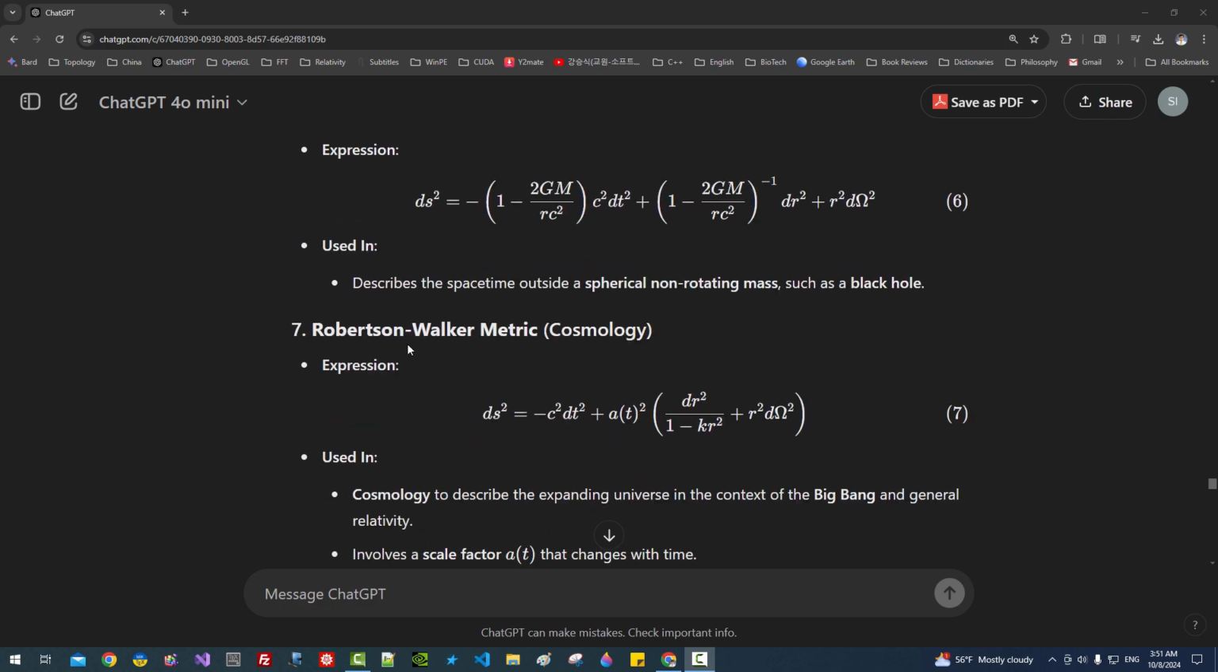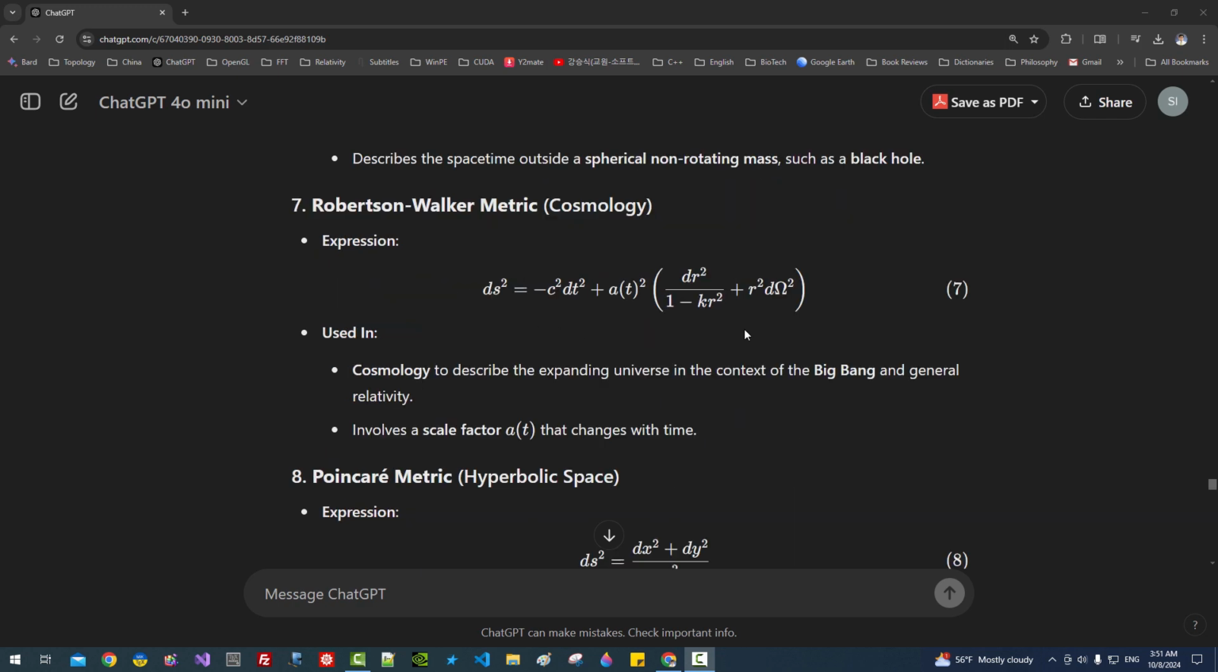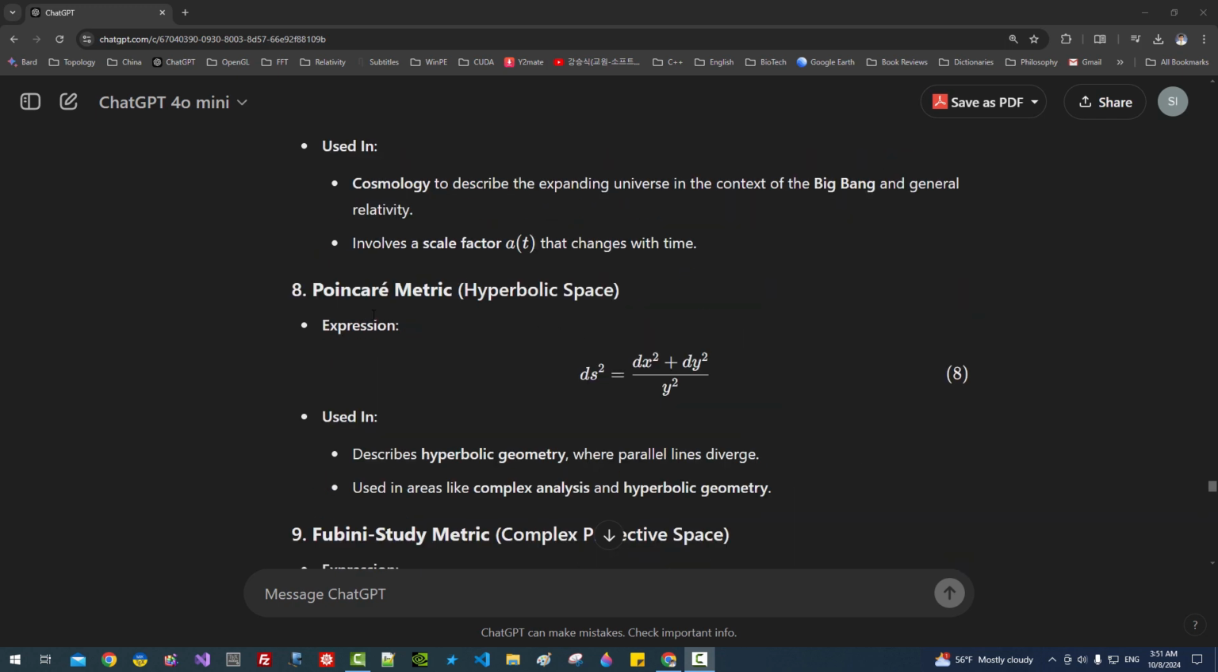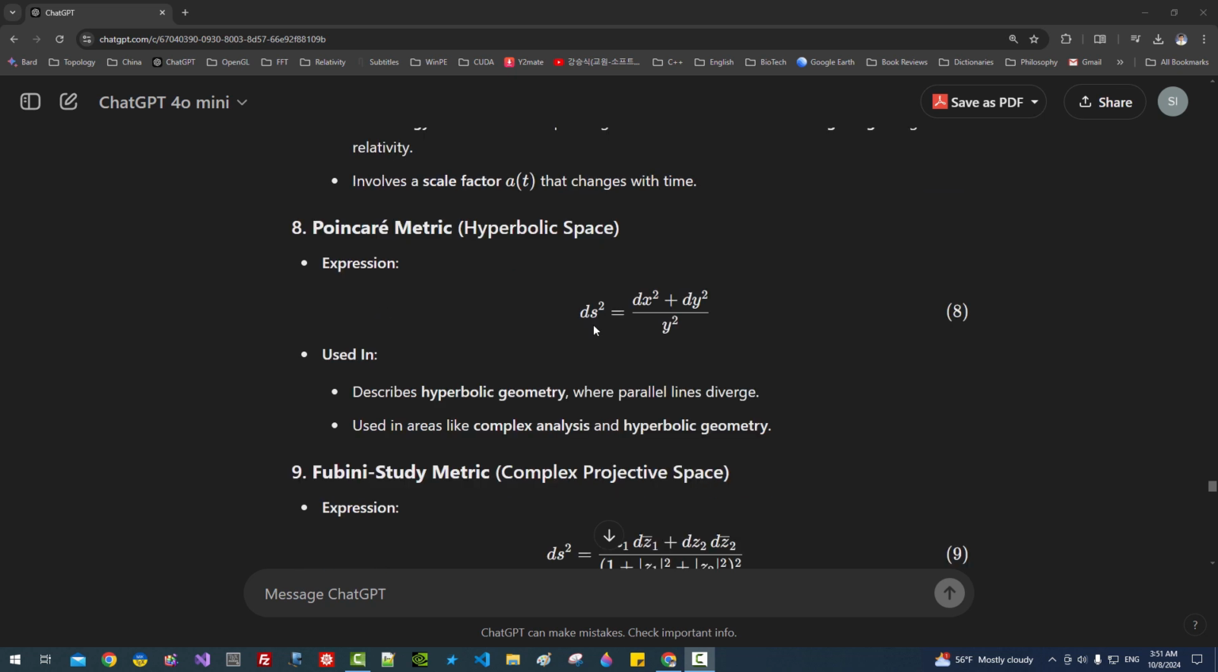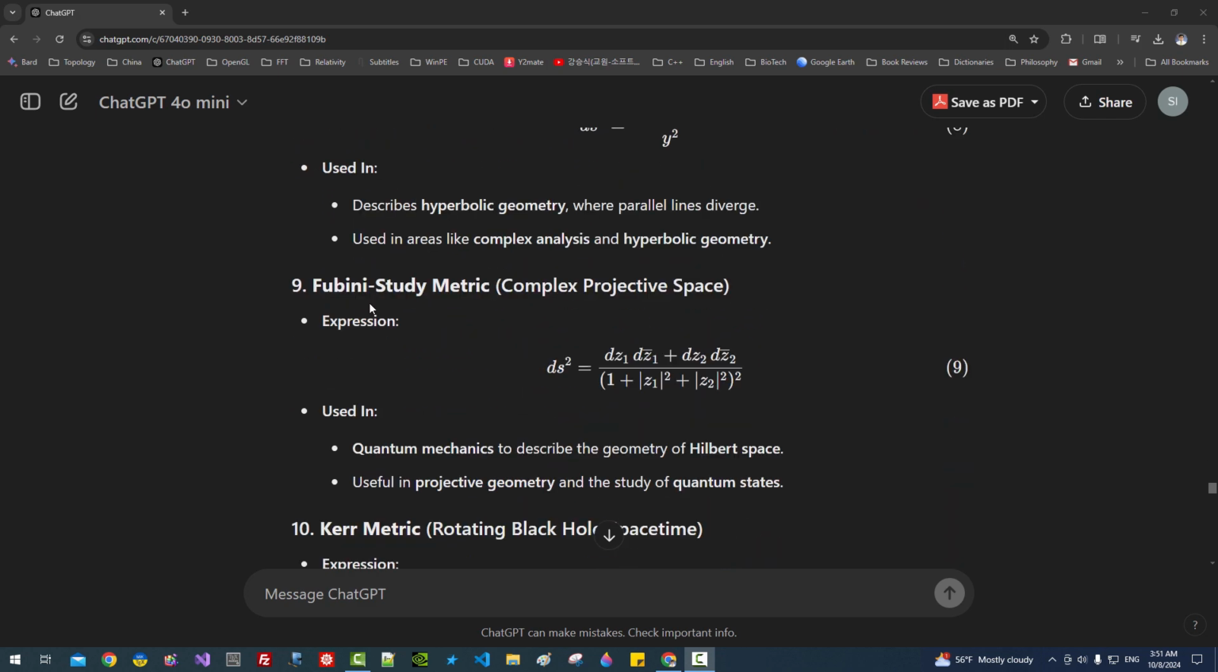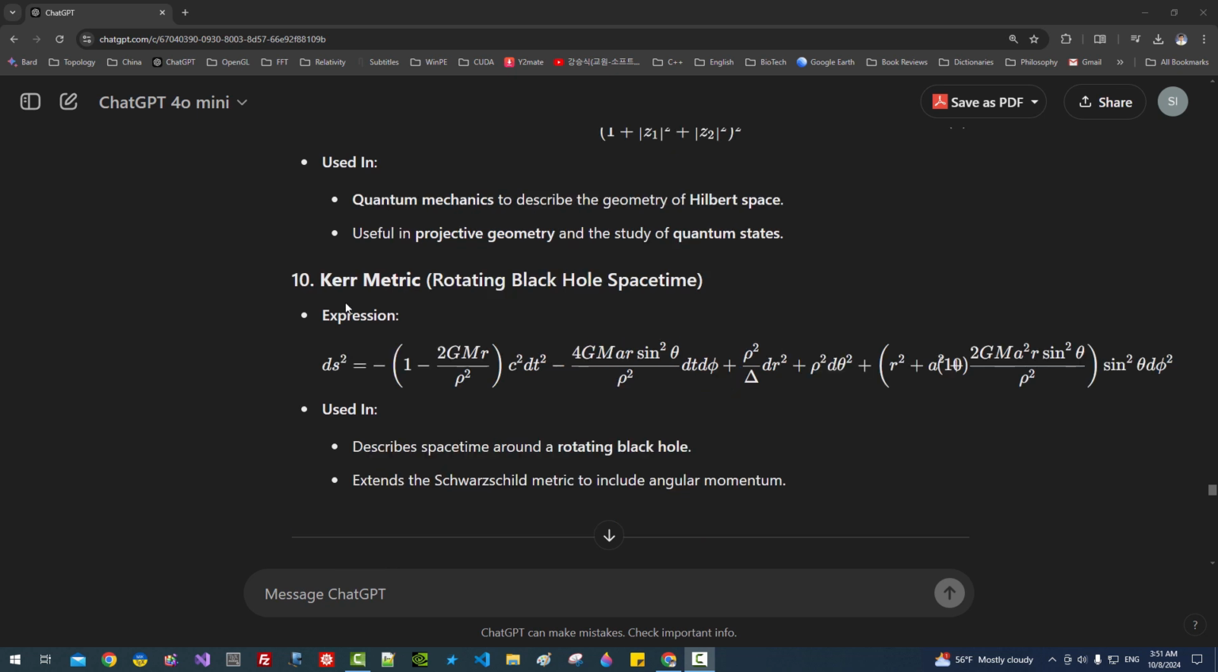Seventh, Robertson-Walker metric, cosmology. This metric may look challenging. Poincare metric, hyperbolic space. This metric may look unfamiliar for most of us. Fubini-Study metric, complex projective space. This metric may not look familiar to you. Tenth, Kerr metric, rotating black hole spacetime. This metric may look overwhelming.